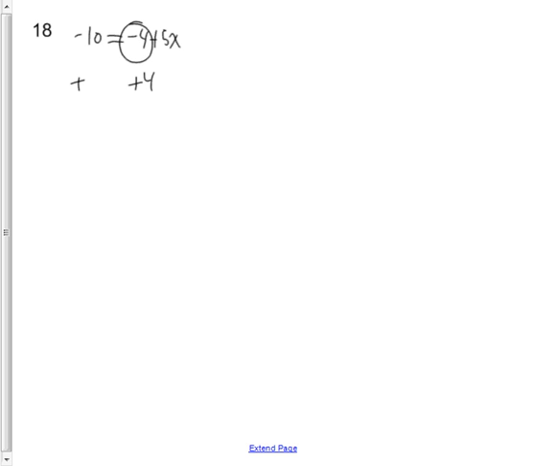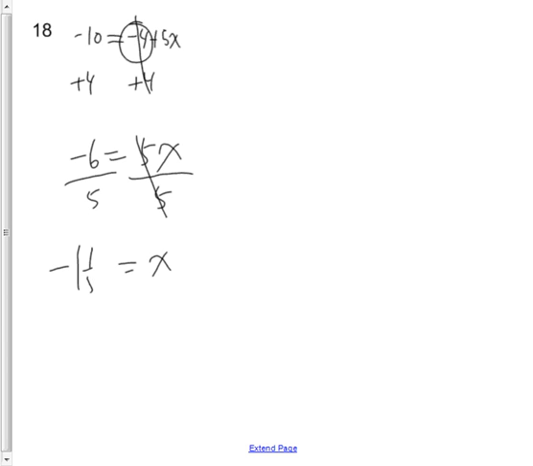Applying the opposite operation would add 4 to both sides. -6 is equal to 5x. Divide both sides by 5 because that's the opposite operation. And you get x equals -1 1/5, or x equals -1.2.